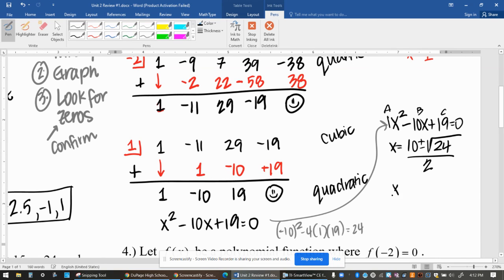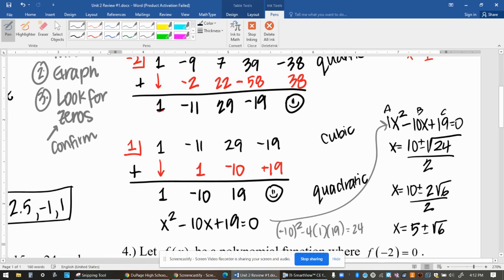All right, break down your root. So that's square root of 24 is square root of 4 times square root of 6, so that's 2 root 6. And then simplify. So 5 plus or minus 1 root 6.